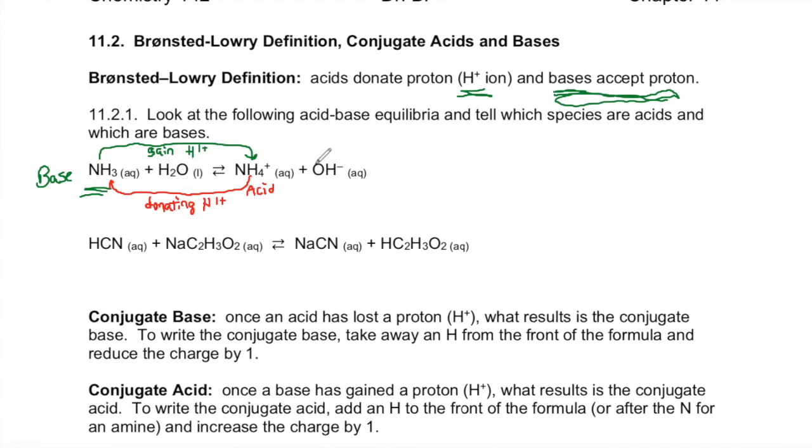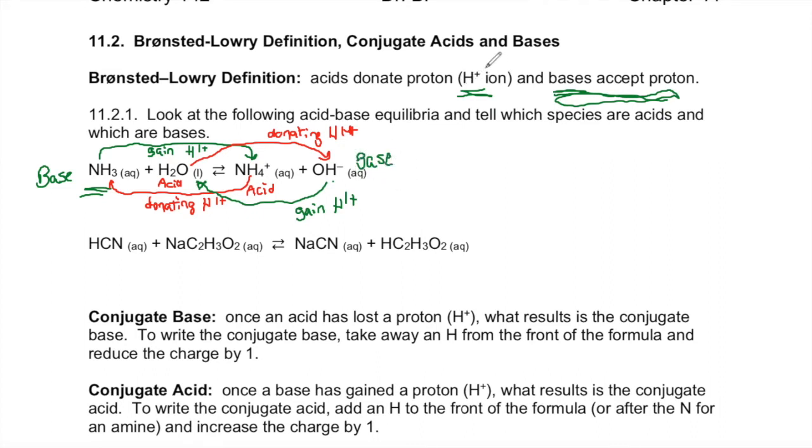Water, in this particular reaction, going in this direction, is giving up a hydrogen ion. The water is giving a hydrogen ion to the ammonia, so it is donating a hydrogen ion. That makes it an acid. Water in this reaction is acting as an acid. Going in the opposite direction, the hydroxide ion is taking on a hydrogen ion, which is also called a proton. And so the hydroxide ion, as we said before, is a base.